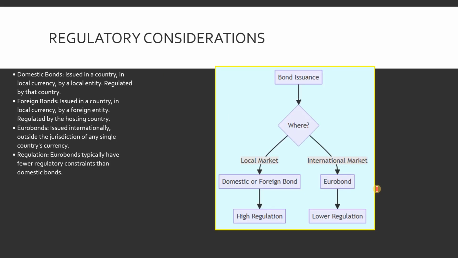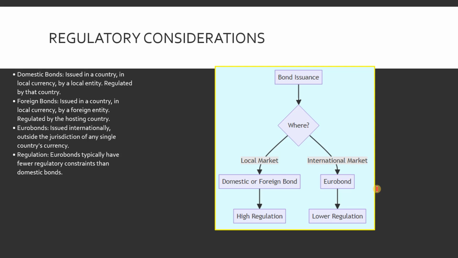Now let's talk about the tax consideration. How does that make a difference? Where a bond is issued determines the rules it follows. Domestic bonds are local companies issuing in their local market. They follow the local laws. Foreign bonds are foreign companies issuing in the local market, like a German company issuing dollars in the US market. These also follow the local country's strict rules. However, Eurobonds are different. They are issued internationally and are not regulated by the country of the currency they use. For example, a dollar bond sold in London. Eurobonds usually have lighter regulations and disclosure requirements.